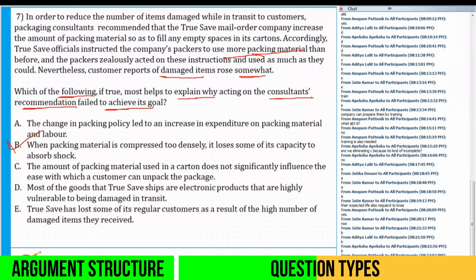Absolutely. Number B. When packing material is compressed too densely, it loses some of its capacity to absorb shock. Yes, number B is the answer for question number 7. Good, very good.